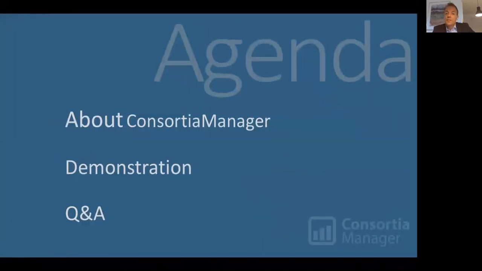As I said, I'm just going to talk very quickly about what ConsortiaManager is. It's not going to take more than 5 minutes or so, but I think it's important that you understand what it is and why CAUL thinks this is a good idea. Then I'm going to go into a demonstration, not of the full system, but just of the member interface that you're going to be using to do your renewals and orders with CAUL in the future. And then we're going to do a Q&A session where you can ask questions, and I'll try to answer them to the best of my ability.